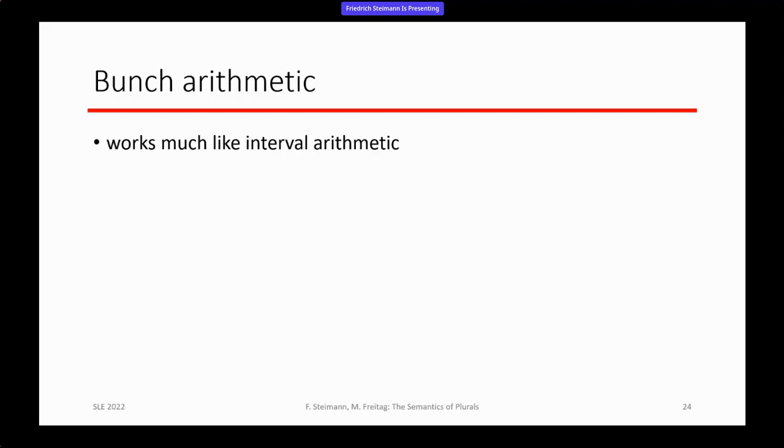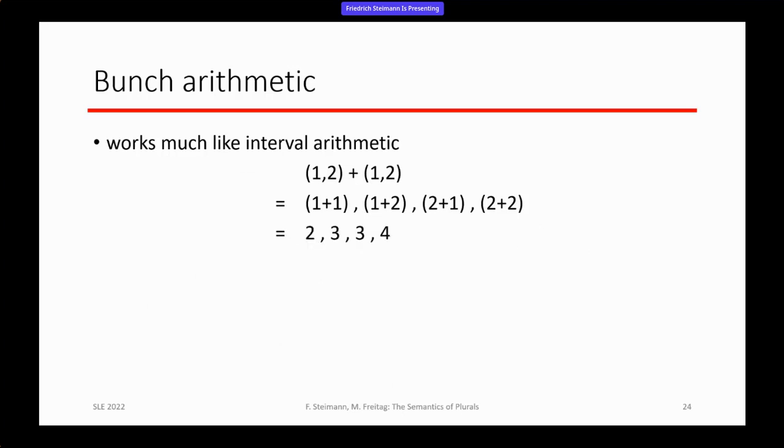So what can I do with bunches? I can actually compute with them just like I can compute with intervals. So I have the bunch of 1 and 2, and I add it to the bunch of 1 and 2. I get as a result, and you can regard this as some kind of distribution, I distribute the bunches over the plus operator, or the elements of the bunch. So I get 4 sub-additions, and they evaluate as usual. And so as a result, I get the bunch 2, 3, 4. That's a bit like interval arithmetic, if you recall, which gave us the interval from 2 to 4.